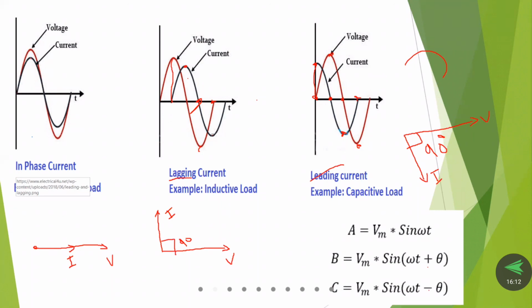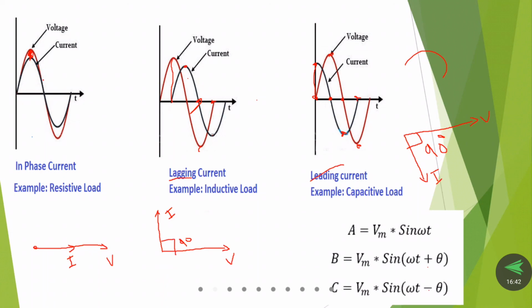The magnitudes may be different, for example the current magnitude may be less than the voltage magnitude, but that is not considered. Whatever the magnitude, if the current as well as the voltage reach their maximum values at the same instant of time, that concept is called in phase. For the vector representation, we take V as the reference.